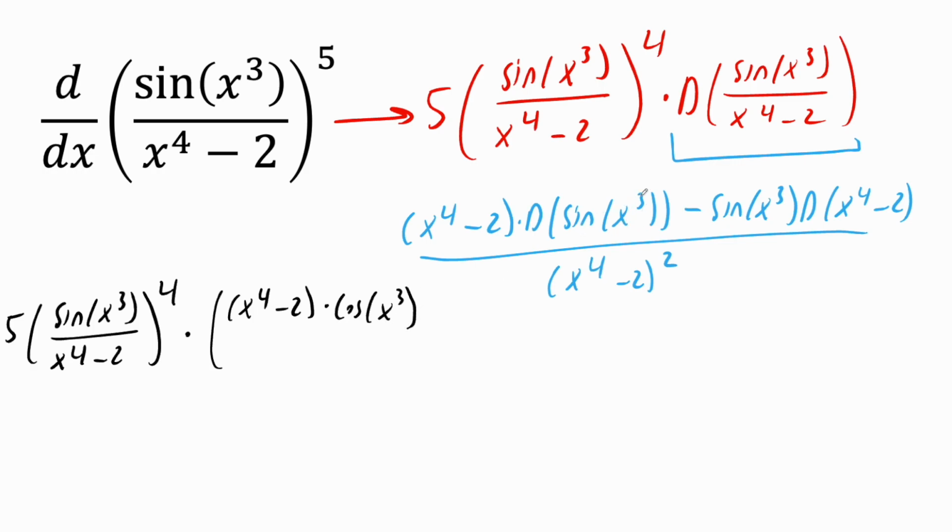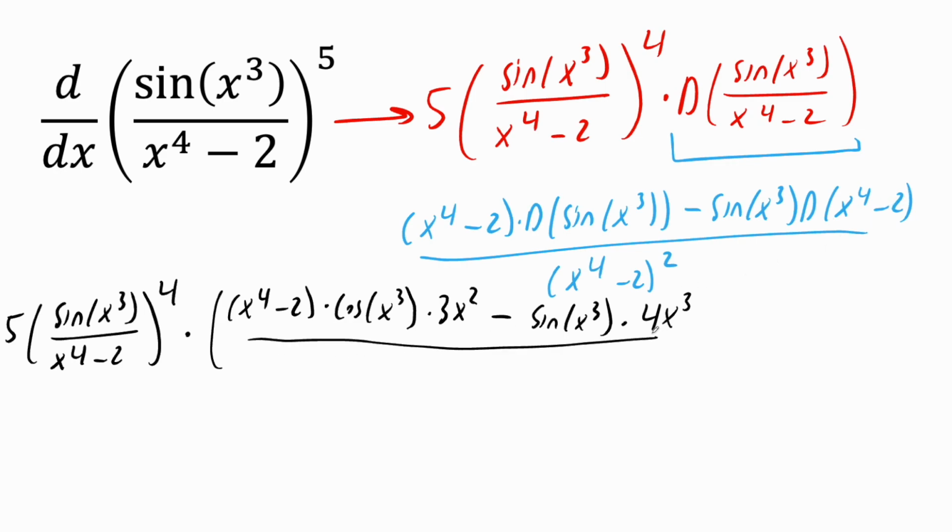But then we need to take the derivative of the inside piece, and the derivative of x cubed is going to give us 3x squared. So 3x squared. Minus, now we have to do this piece. So we have sine(x cubed) times the derivative of x raised to 4 is going to give us 4x cubed, and the derivative of 2 is just 0. Divided by our denominator. So we have x raised to 4 minus 2, close it, squared.